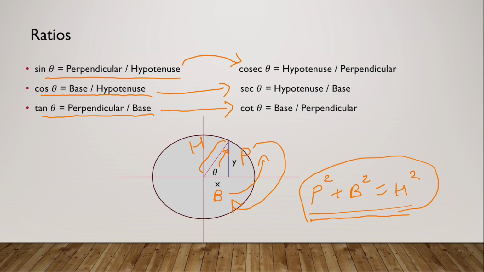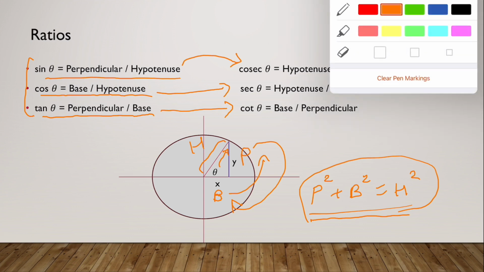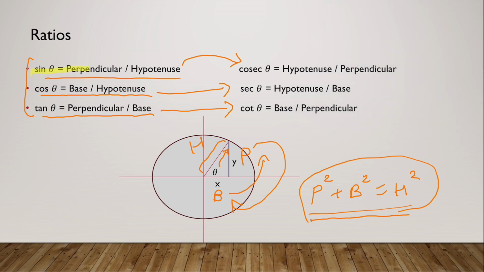Now, there is one more thing that I'd like you to know. You'll have to remember these ratios. There is no particular way of retaining this information in a pattern way. You'll have to remember the ratios as they are, just these three, and then you can obviously reciprocate them to get cosec theta, sec theta, and cot theta. Another very important point to note is that sine theta and cos theta are two important ratios.